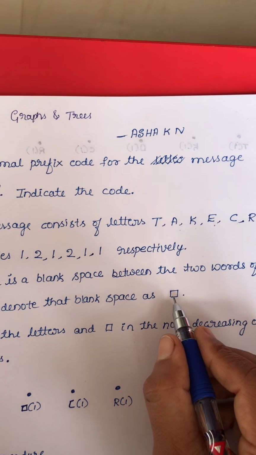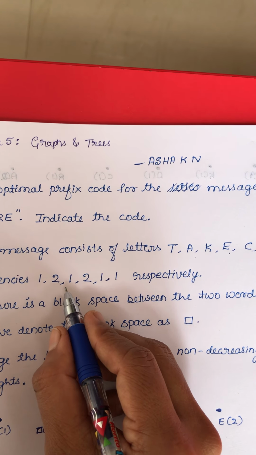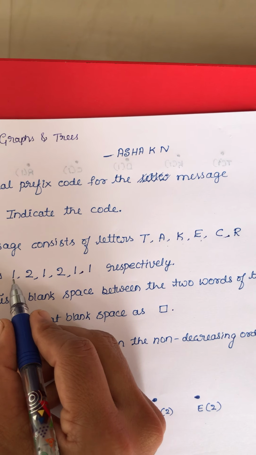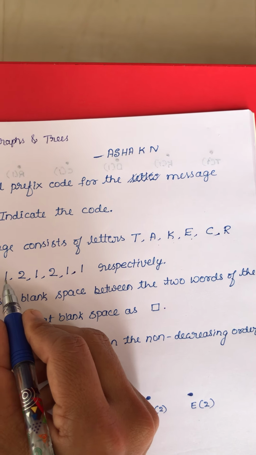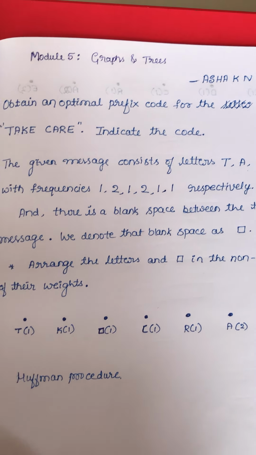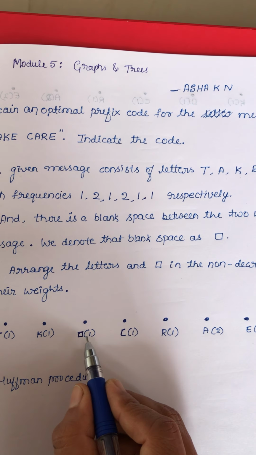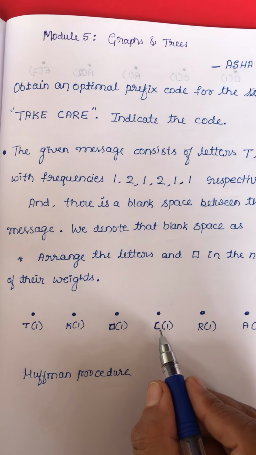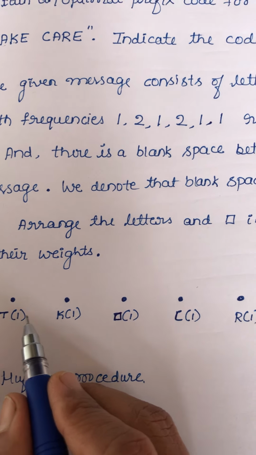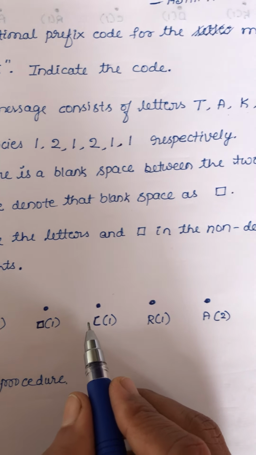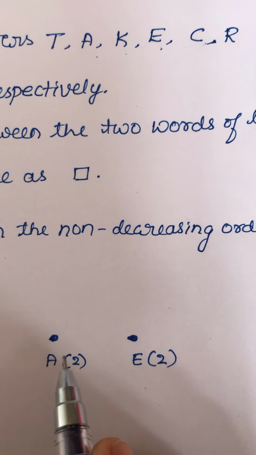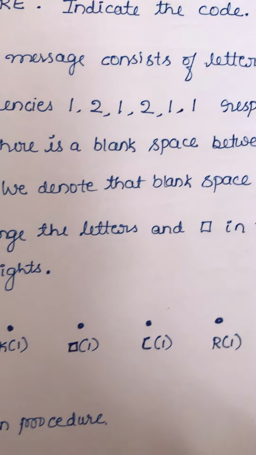Now we have to write all these letters in the increasing order of their frequencies. But strictly increasing order is a little tough because the weights are like 1, 1, 1, 1, 1 repeated, and 2 repeated. So we will write it in non-decreasing order. First we write all the letters whose frequency is 1. In the tree concept it is called weight. Weight is 1: T, K, blank space, C, R. Then we have the letters A and E whose weights are 2.